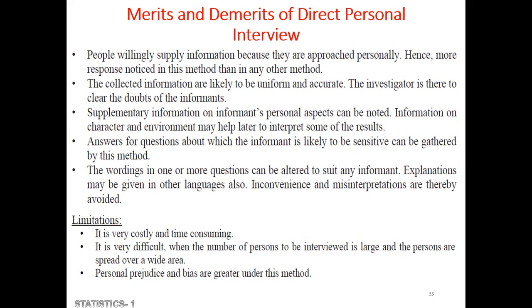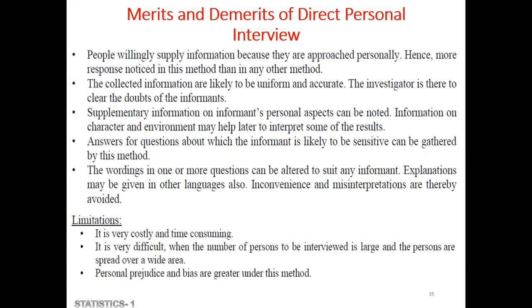The answers for questions about which the informant is likely to be sensitive can be gathered by this method, because there is certain sensitive information which many people may not be willing to give. In such cases, I can use direct personal interview. I can frame the question in such a way that I can collect the information from the informant, keeping the sensitive aspect into consideration.